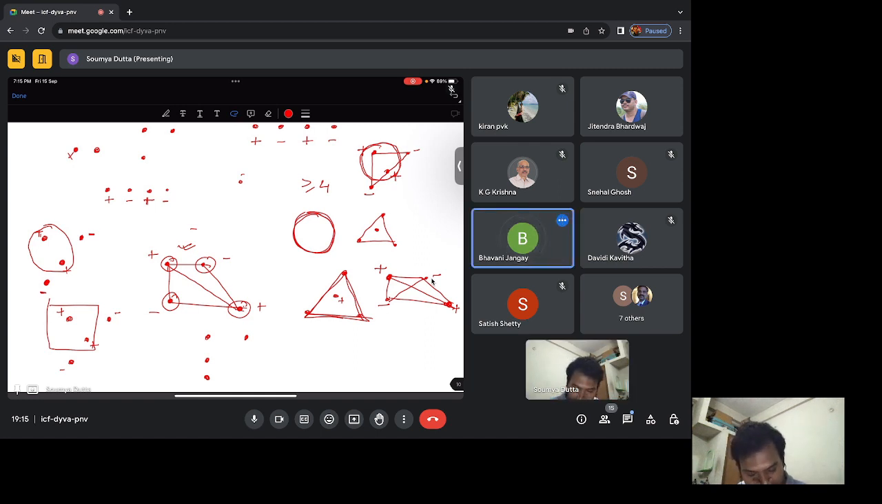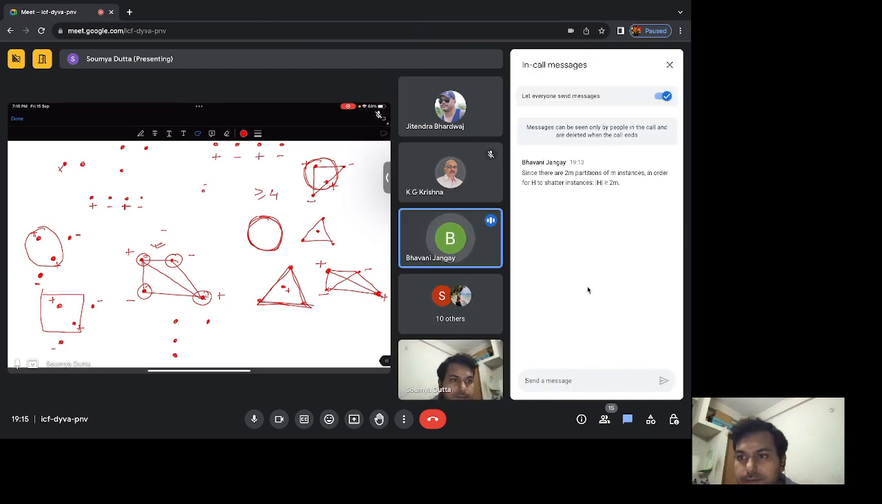In the notes, there was one point, sir. It gives a general rule that since there are 2^m partitions for m instances, in order for H to shatter the instances, the modulus of H must be greater than or equal to 2^m. I couldn't understand that point. Since there are 2^m partitions of m instances, instances being points, for H to shatter them, H must be greater than or equal to 2^m. Sorry, sir, the 2m is not 2 into m, it is 2 raised to m.